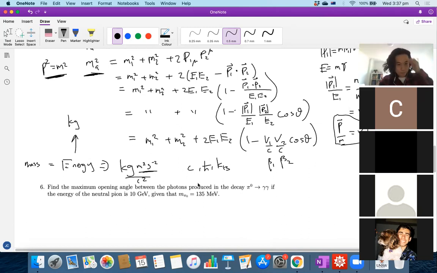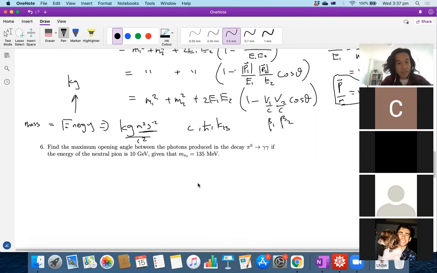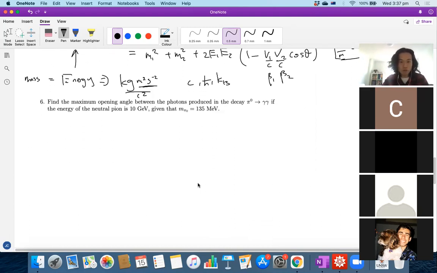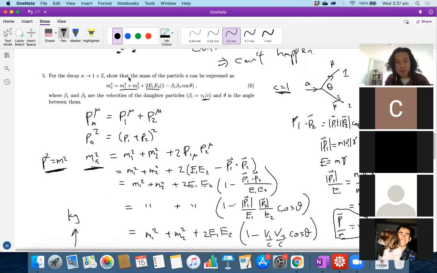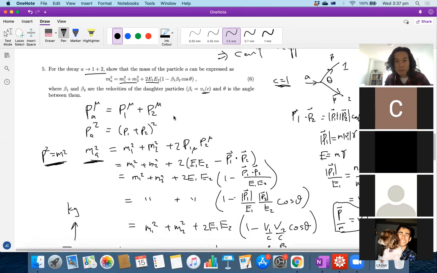Okay. Question 6. Find the maximum opening angle between the photons produced in the decay of a neutral pion to gamma gamma, if the energy of the neutral pion is 10 GeV and given that the mass is 135 MeV. This is a 1 to 2 decay. Let's call the pion A and the photons 1 and 2. Then it's just like this earlier question, so we can use the answers here as a starting point for question 6.